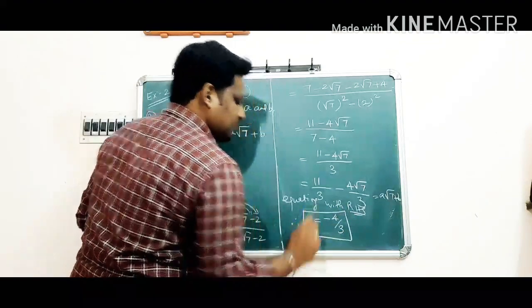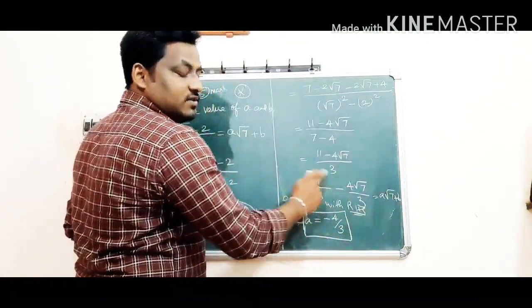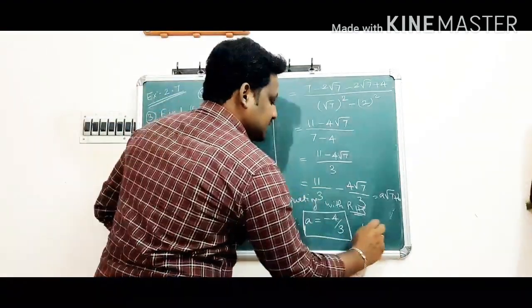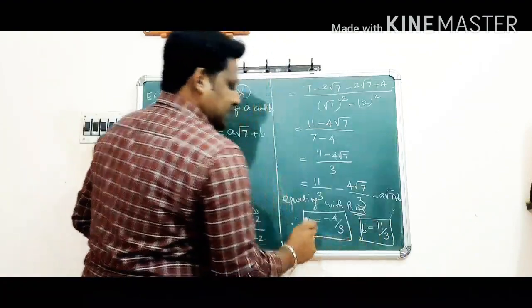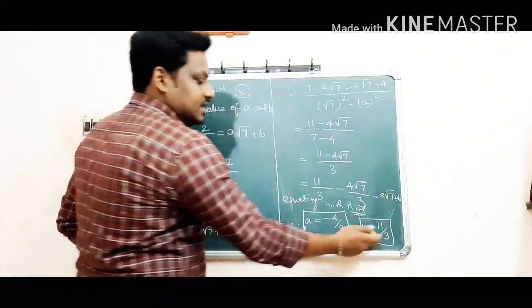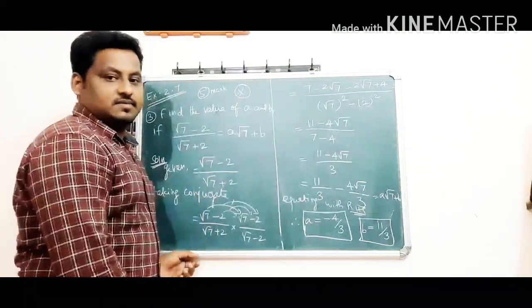So this is the value of a. And then what is the value of b? B is an integer. What is the integer? 11 by 3. So b is equal to 11 divided by 3. Okay. So therefore a value is equal to minus 4 by 3. B value is equal to 11 by 3. Clear? This is a very important 5 mark question.